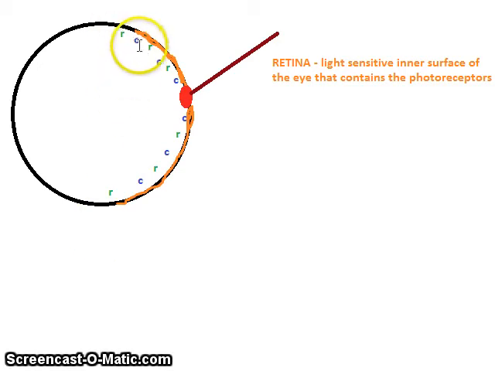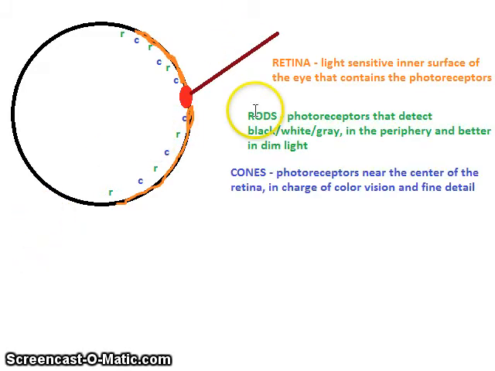So C, the cones, those stand for color vision. C, C, cones do color. Those are the photoreceptors that are concentrated near the center of the retina, and they are better in bright lights. They're better at fine detail and color. So the two photoreceptors: rods, cones.